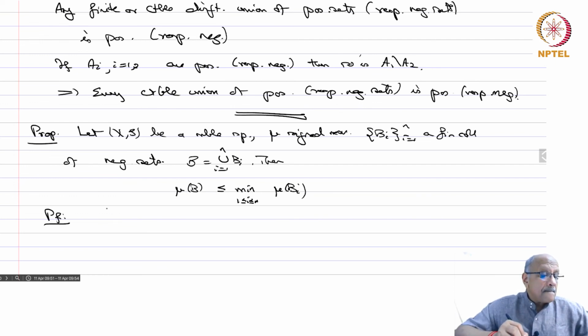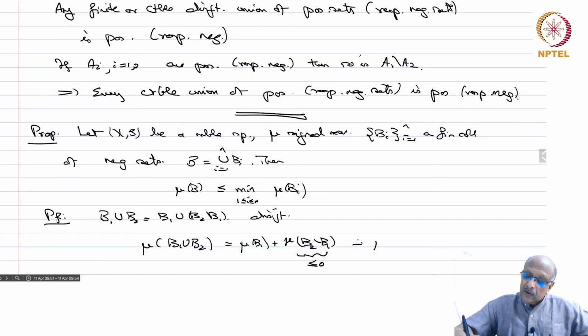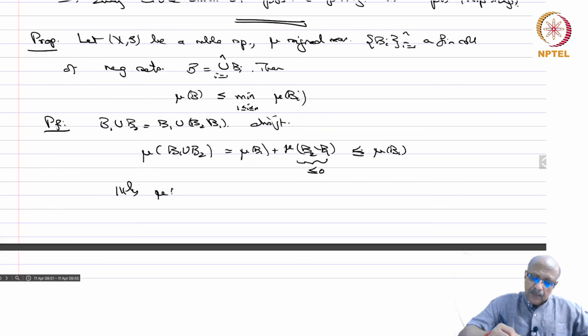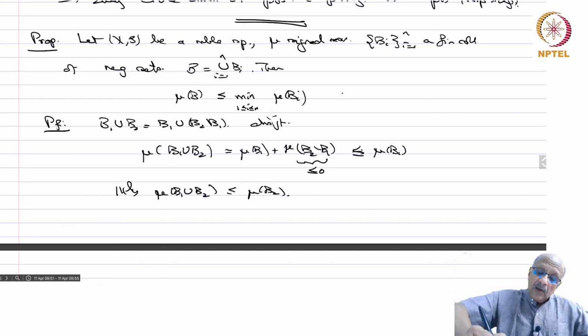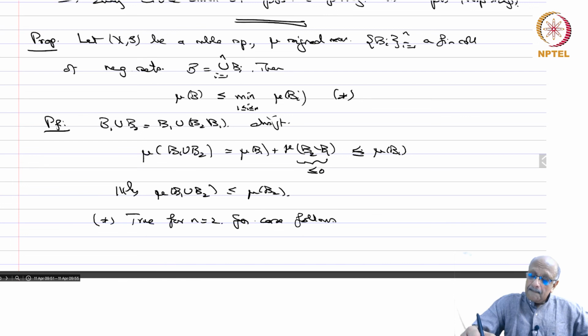Proof. So B1 union B2 is B1 union (B2 minus B1), and this is a disjoint union. So mu of B1 union B2 is equal to mu B1 plus mu of B2 minus B1. But B2 minus B1 is a subset of the negative set B2, therefore its measure is less than or equal to 0. So this is less than or equal to mu B1. By symmetry, similarly, mu of B1 union B2 is less than or equal to mu of B2. Let's call this star. So star is true for n equal to 2. The general case follows by induction.